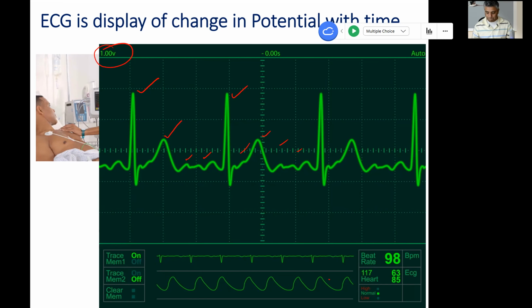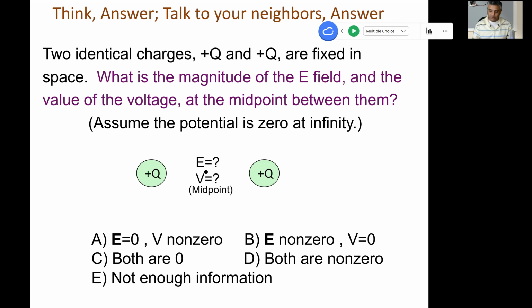Now here is a question for you. You have 1 minute and 30 seconds to answer this question.